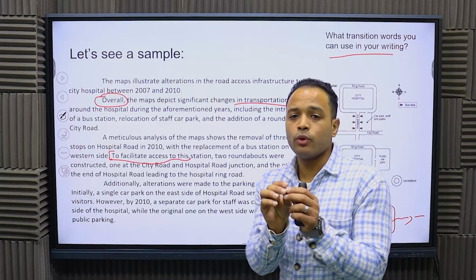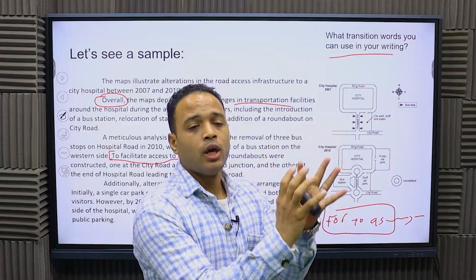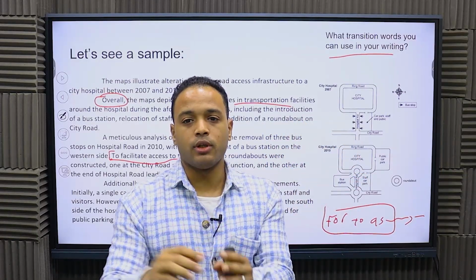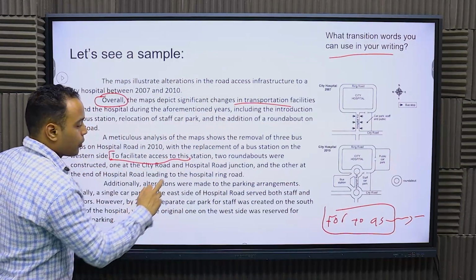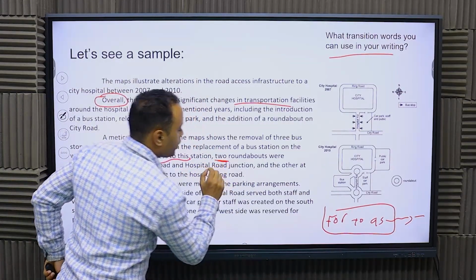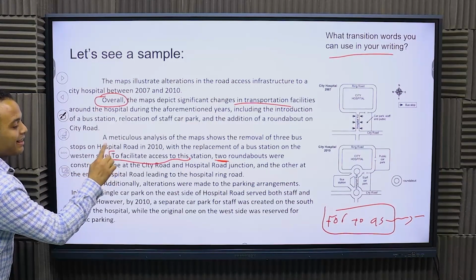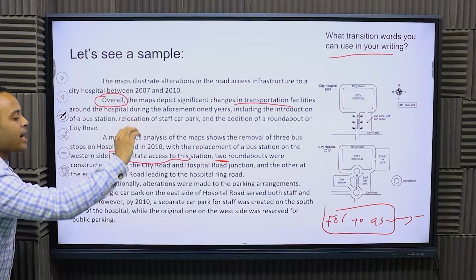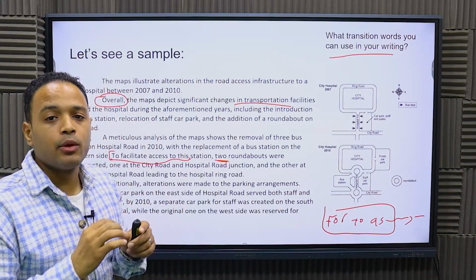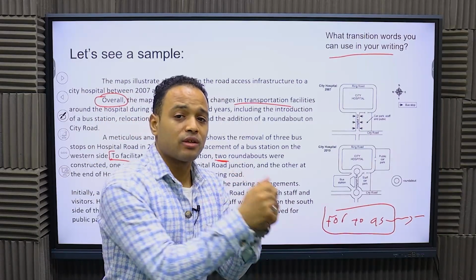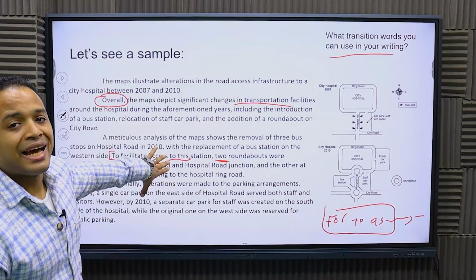If you'd like to understand the meaning of this one in general English, we start with the subject, then the verb, then the object, like I play football or I study English. So we'd have a look at it like this. We start from here. 2 roundabouts were constructed, and then to facilitate access to this station. Okay, so that's exactly how we write in simple English. We start with the subject, the verb, and the object. Then we put the prepositional phrase at the end.